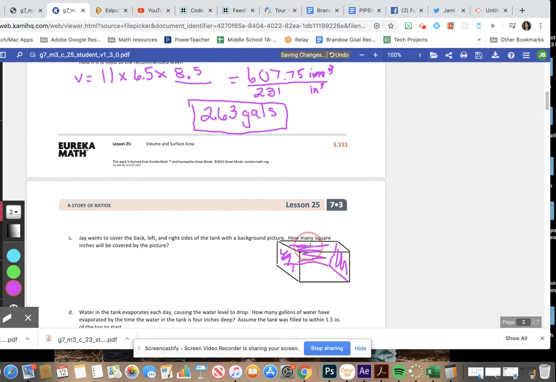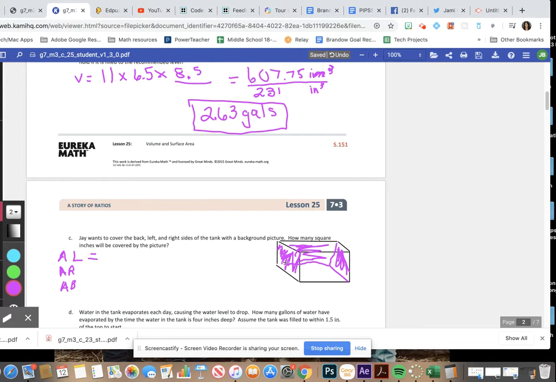Now, I'm no longer in volume because I don't care about what's inside the fish tank. I'm just caring about putting a picture on the back, the left, and the right sides. So I need to figure out the area of the left side, area of the right side, which should be the same as the left, and the area of the back. And then add all of those together.